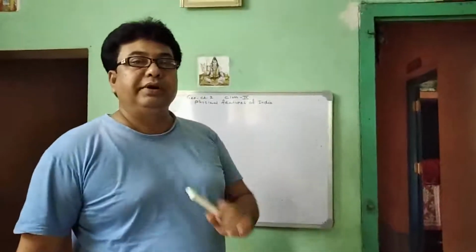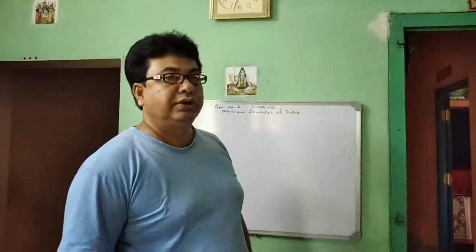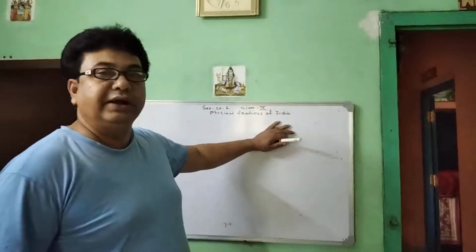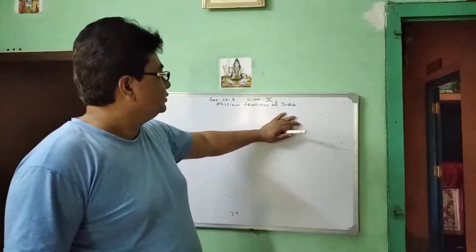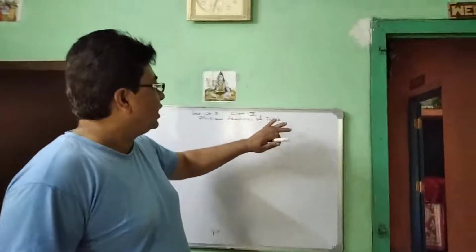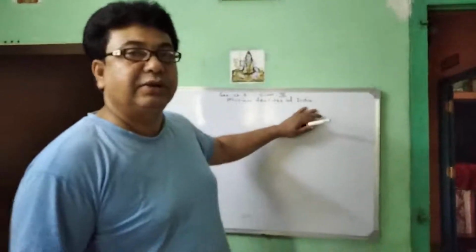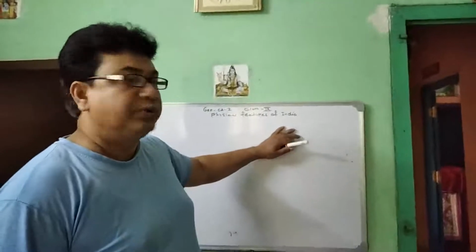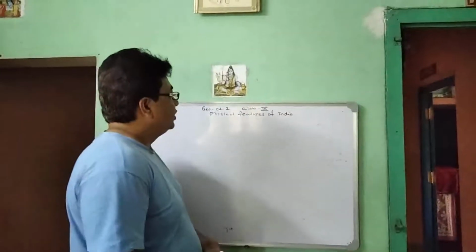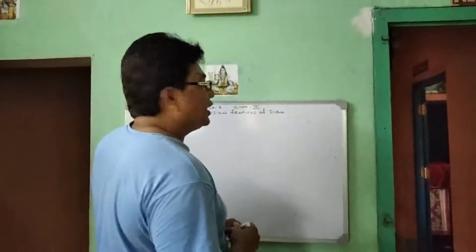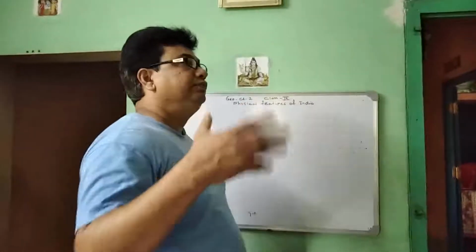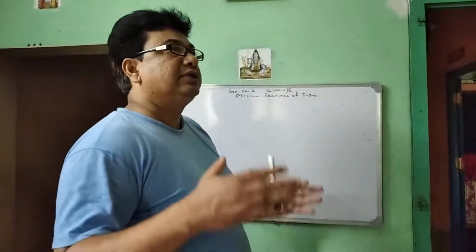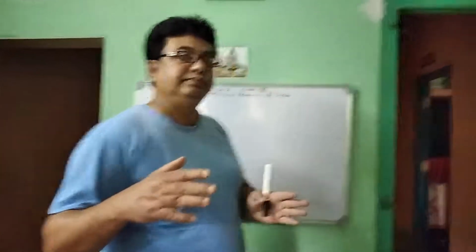We have already given two videos from the chapter on the physical features of India in class 9. So the last part of the physical features of India we will discuss today. The last part, up to coastal regions, eastern and western coastal plains, is already finished in video number 2.